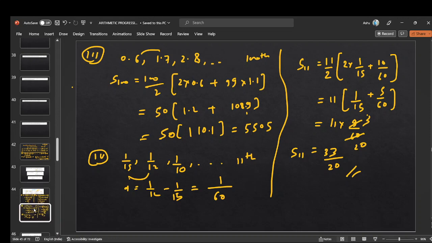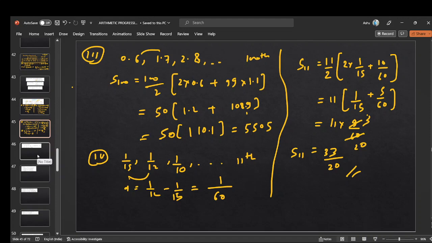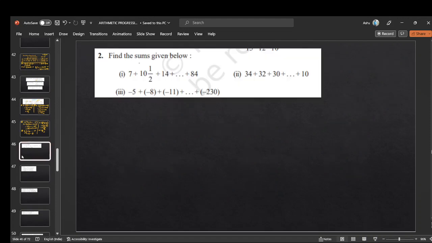Now we should move on to the next question. That is the question, find the sum given below. First is 7, 10 1 by 2. Here we can find out the sum. Clear?